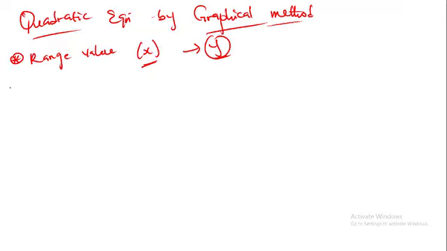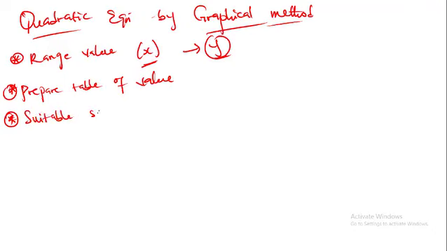Number 2, from the results you obtained in the first step, which is a range of values, you prepare your table of values. This is the table you use in constructing the graph. Then number 3, you choose a suitable scale for plotting the graph, and then you draw the axes and plot the graph.